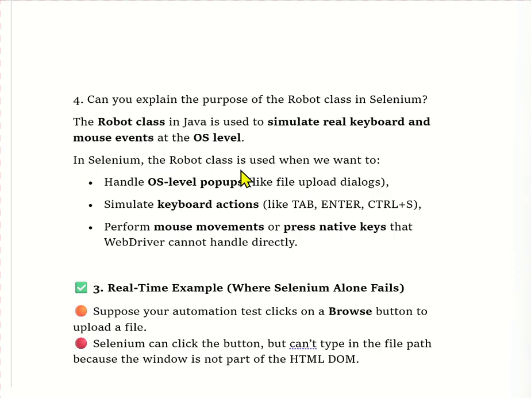In Selenium, the Robot class is used when we want to handle operating system level pop-ups like the file upload dialog, simulate keyboard actions like Tab, Enter, Control plus S, means any button we have to type from the keyboard, and perform mouse movement or press native keys that WebDriver cannot handle directly. So that time we use the Robot class.